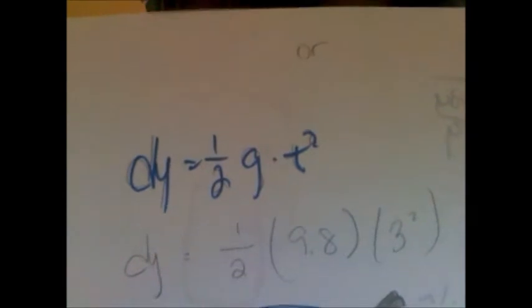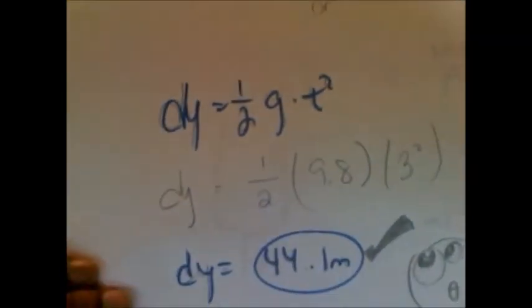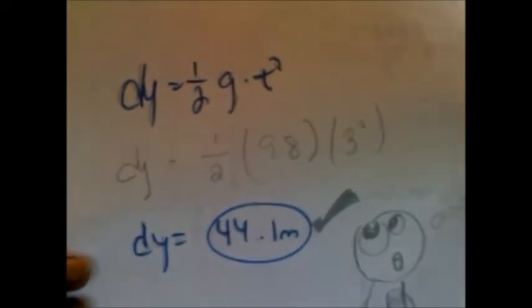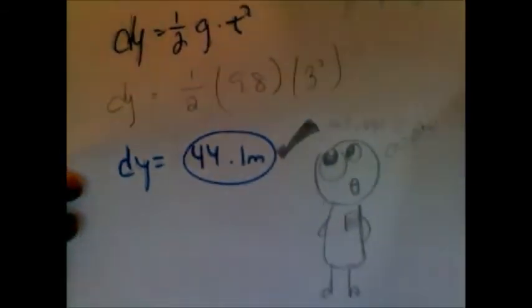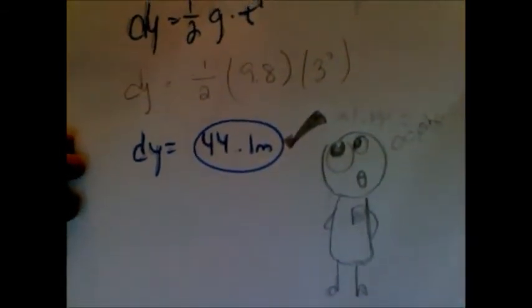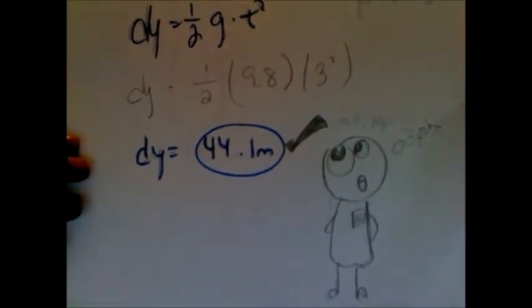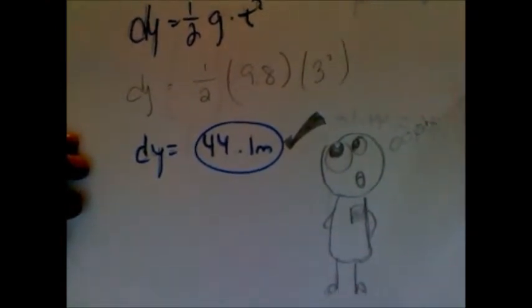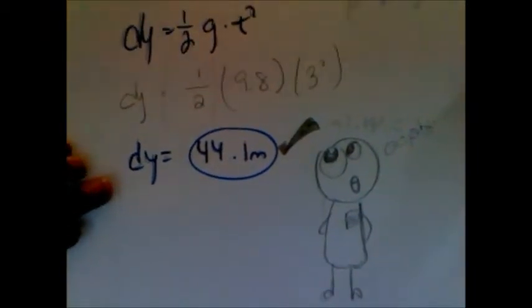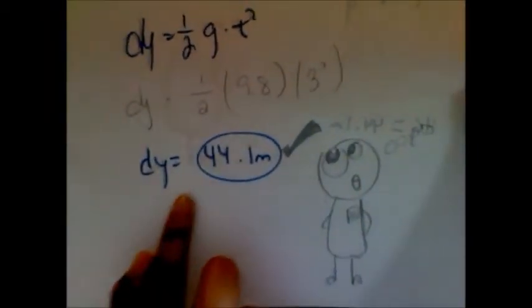A different way you could have worked this problem is dy equals 1 over 2 times gravity times time to the second power. After you plug in your variables again, it should equal a half times gravity times 3 to the second power. And again, you should get the same exact answer, 44.1 meters.